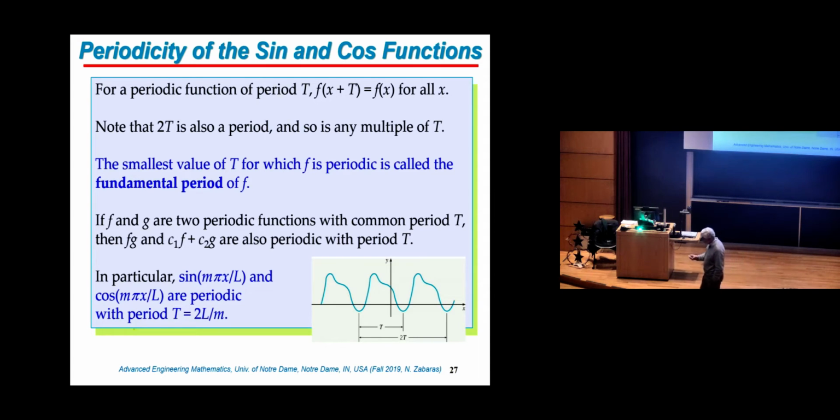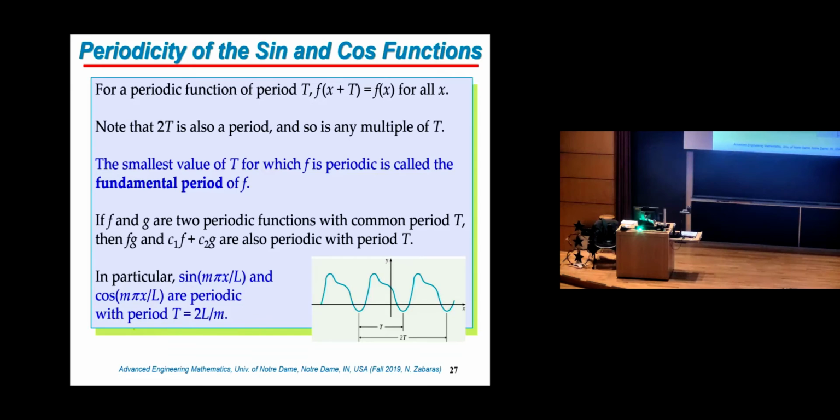What's the period of cosine? 2 pi. So if you put m pi x over L equal to 2 pi, what do you get? You get that the period, looking at x, is 2L divided by m. Can you see that? All right. So just remember, when I play with that expansion that I had on these sines and cosines, the period is 2L over m.